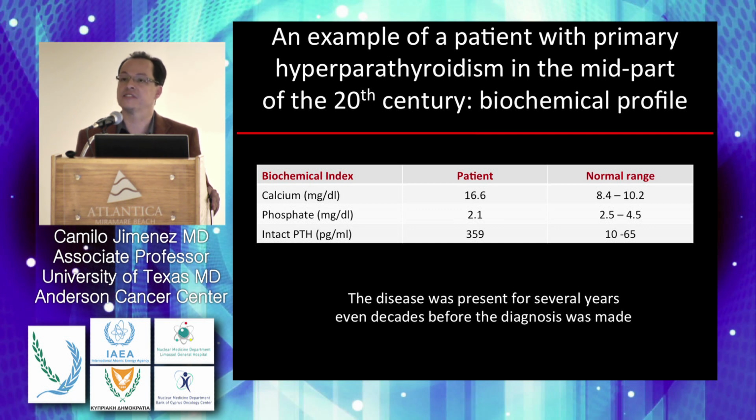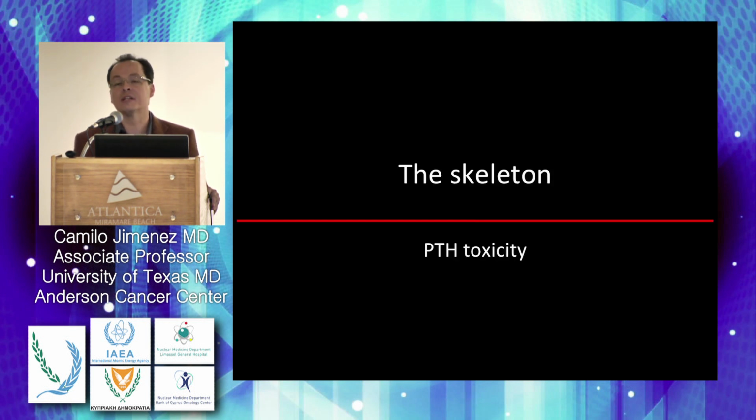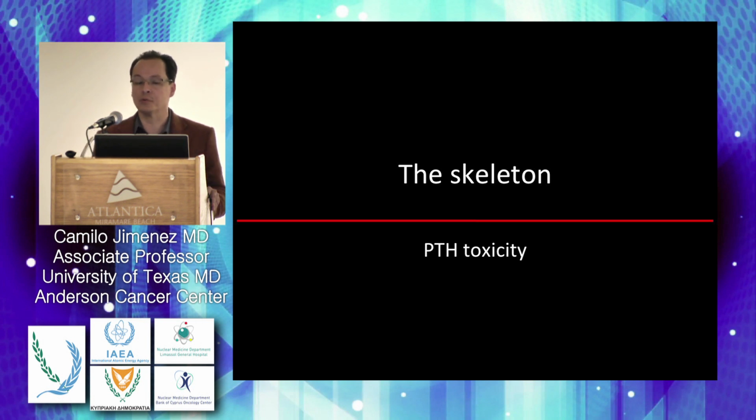The disease in these patients was likely present for several years, even decades, before the diagnosis was made. And because of that, clinically speaking, a lot of toxicity because of parathyroid hormone activity was noted in the target organs. What are those target organs? Well, we reviewed them before, and they include the skeleton and the kidneys. Let's review briefly what we see in the skeleton because of toxicity associated with parathyroid hormone.